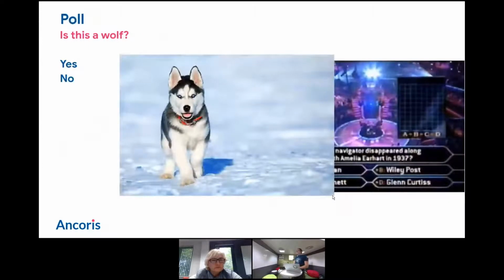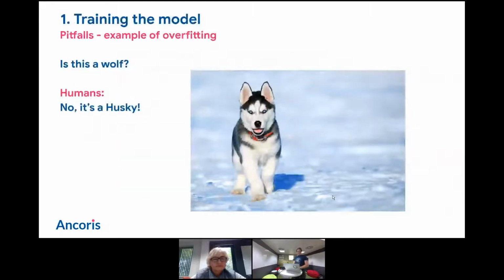Right. So we're going to do a quick poll here. So this is the humans, I guess. Let's see how the humans do. Do you think this is a wolf or not? It's no trick question. Just, is it a wolf? Yes or no? Let's see how good people are at identifying wolves compared to how the AI model did. Right. 90% of the people say it is not a wolf. Well done. That's right. It's actually a husky.